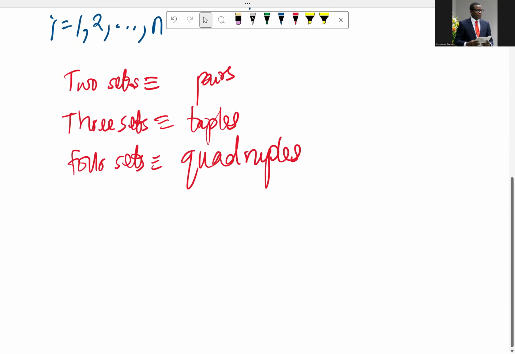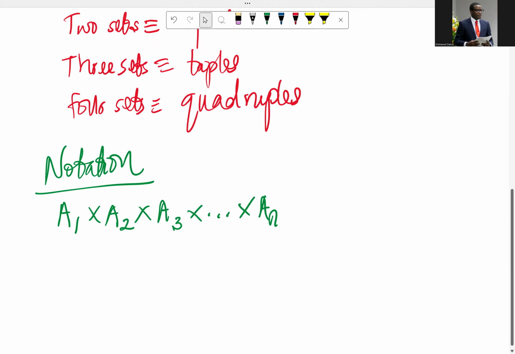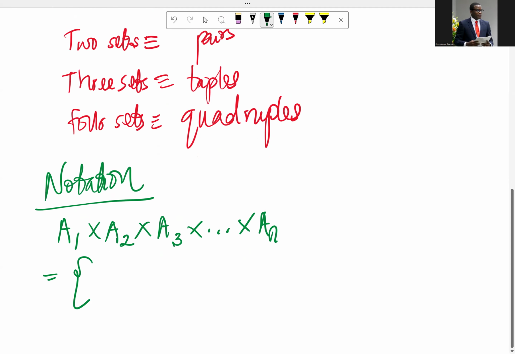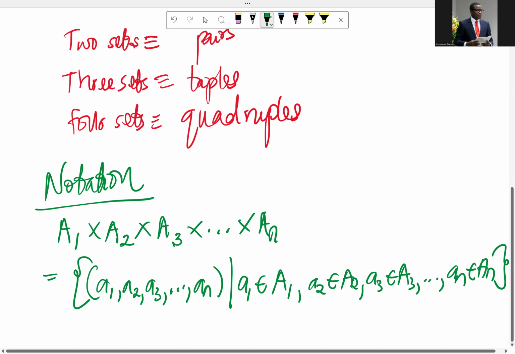So what's the notation for that? How do we show Cartesian products? It's simple. If you have set A1, we are talking about a product, and it's called Cartesian product. So you have set A1 times set A2 times set A3, and all of that goes all the way to set AN. What you're going to have is the collection of all n-tuples (a1, a2, a3, up to an), such that a1 belongs to A1, a2 belongs to A2, a3 belongs to A3, and that goes on until you get to an belonging to AN. So that is what the notation is.